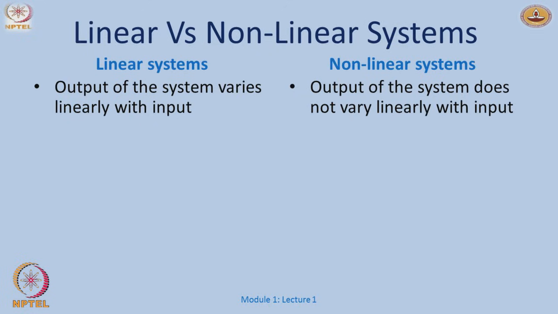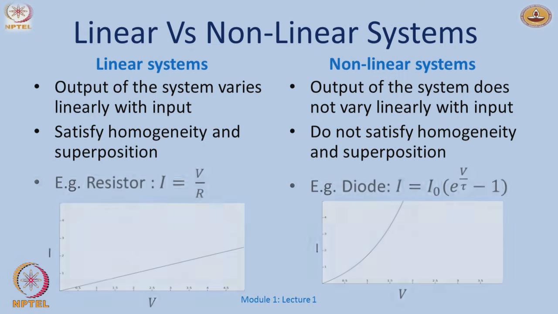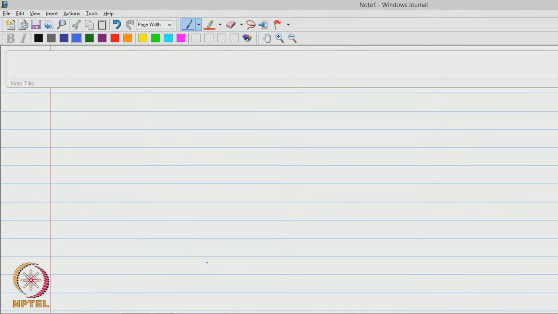Okay. So, what is a linear system? The system for which the output varies linearly with the input, right. And we all know that it satisfies the principle of homogeneity and superposition. For example, a resistor. So, okay, let us see how this works. If I just take a resistor, why do I call it a linear system?